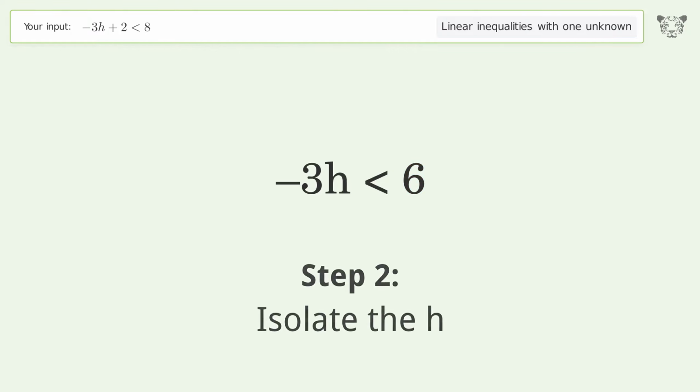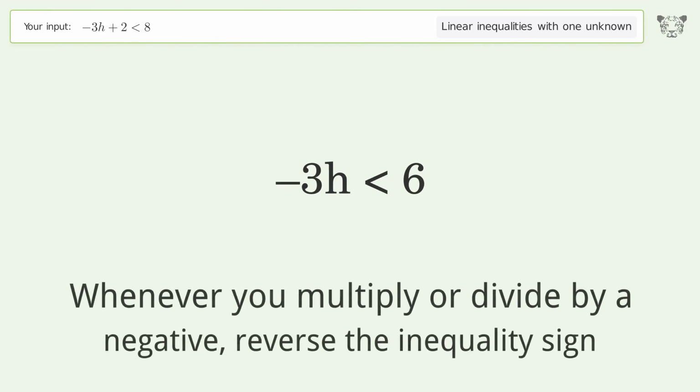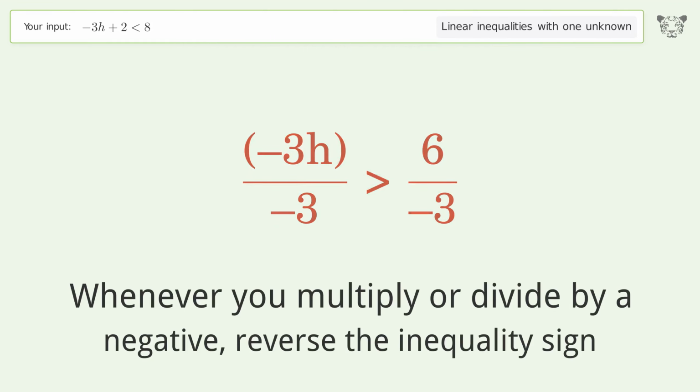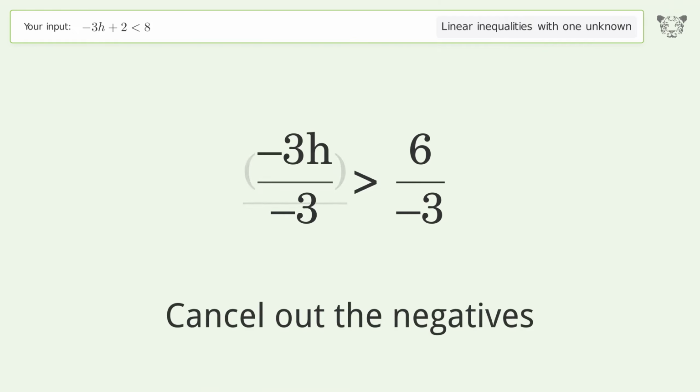Isolate the h. Divide both sides by -3. Whenever you multiply or divide by a negative, reverse the inequality sign. Cancel out the negatives.